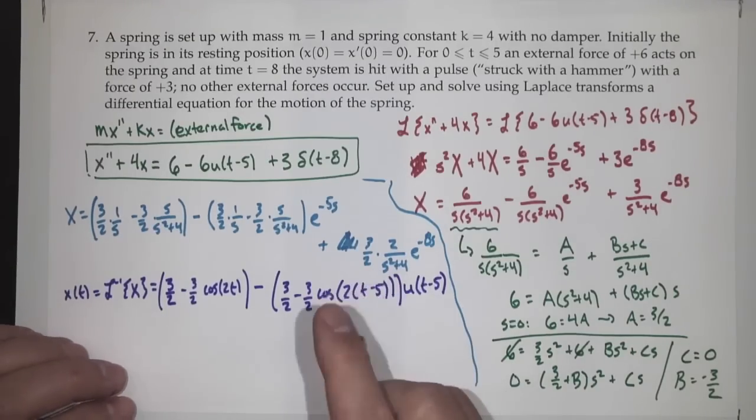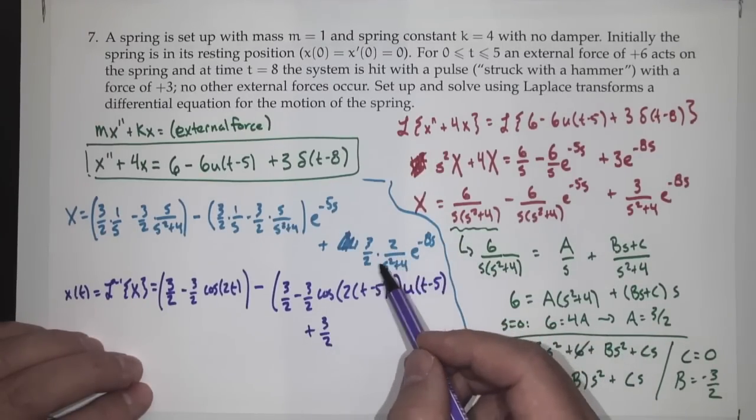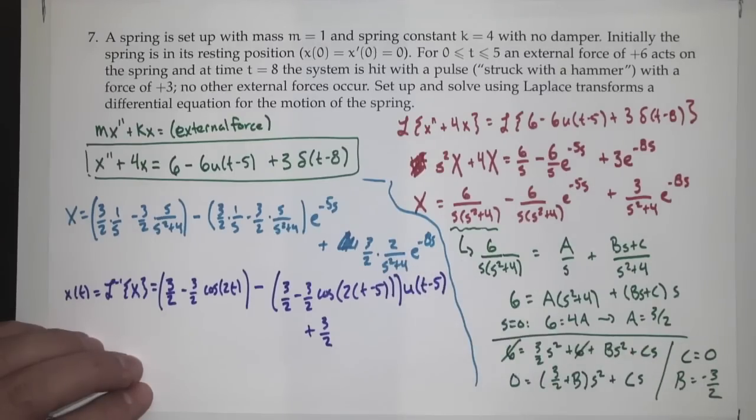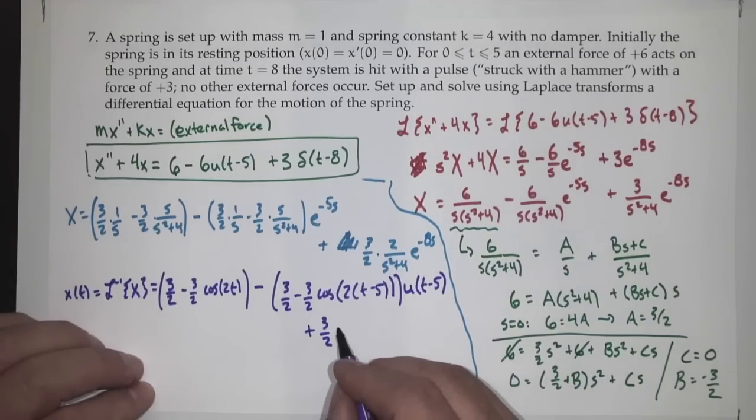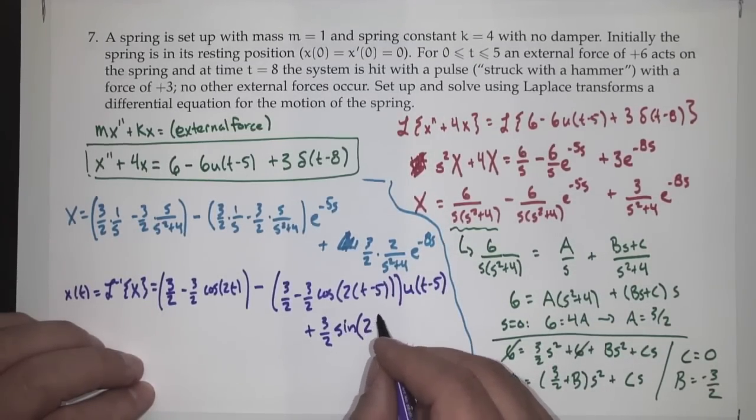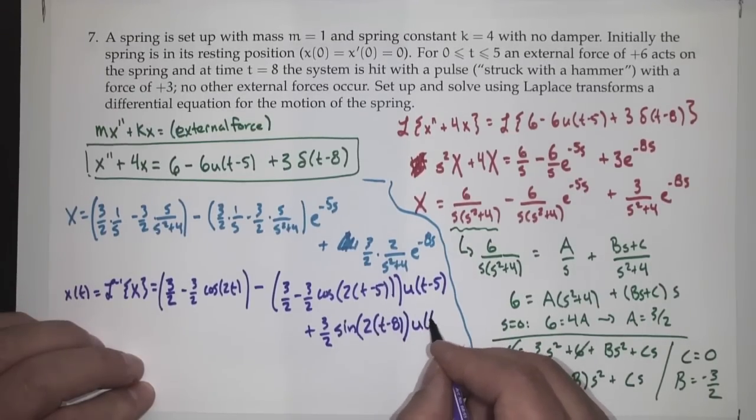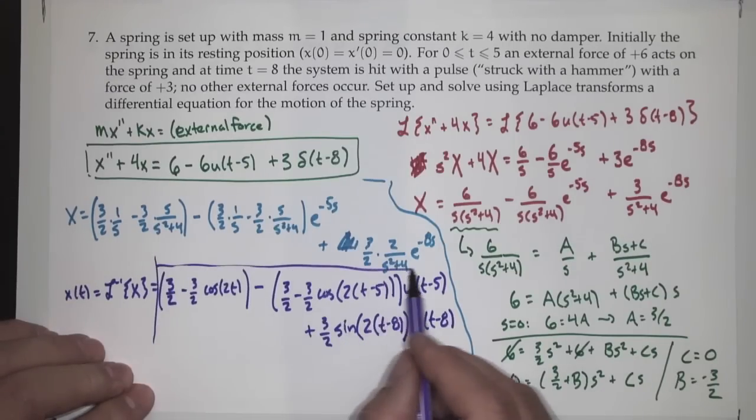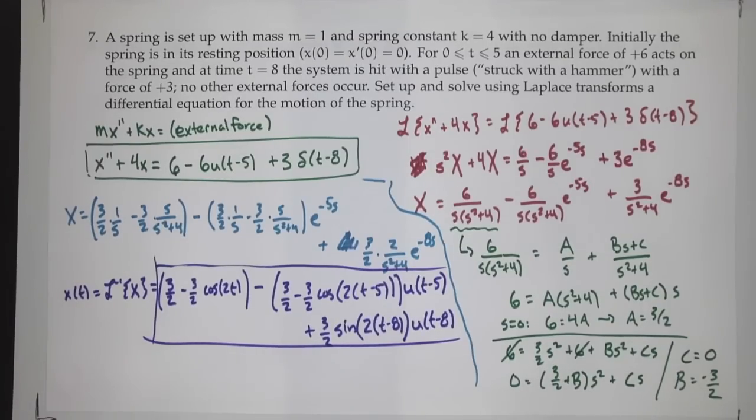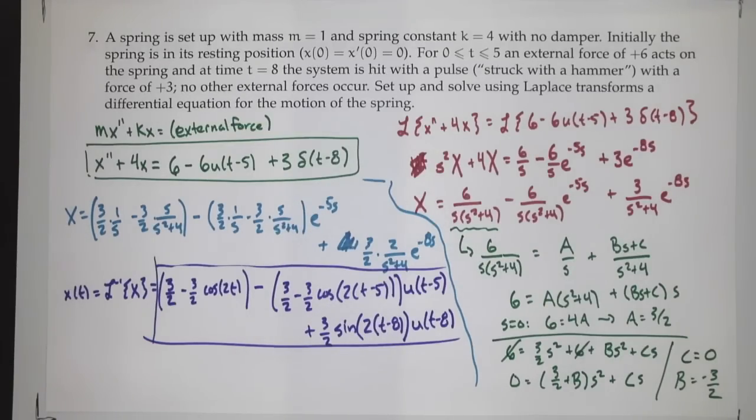So the last part, we'll add a 3/2. And what do we have? Well, 2 over s squared plus 4 is normally sine of 2t. But it's sine of 2t where t has been shifted by 8. So it would be sine of 2t shifted by 8, t minus 8, then a u of t minus 8. And that's the answer. One thing to note, deltas in our problems become u's in our answers.